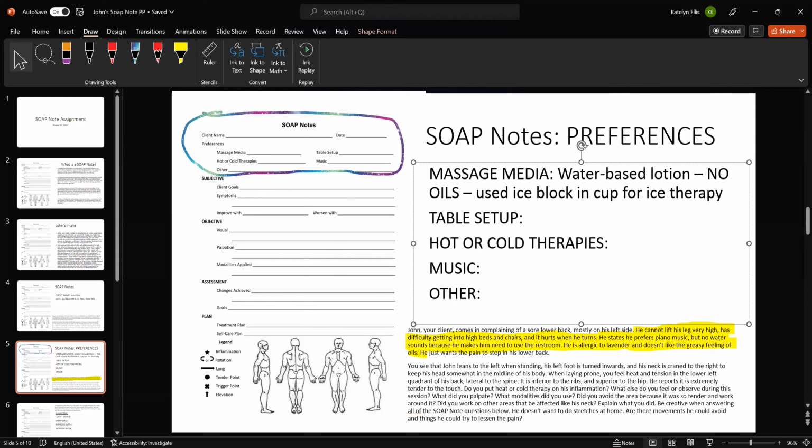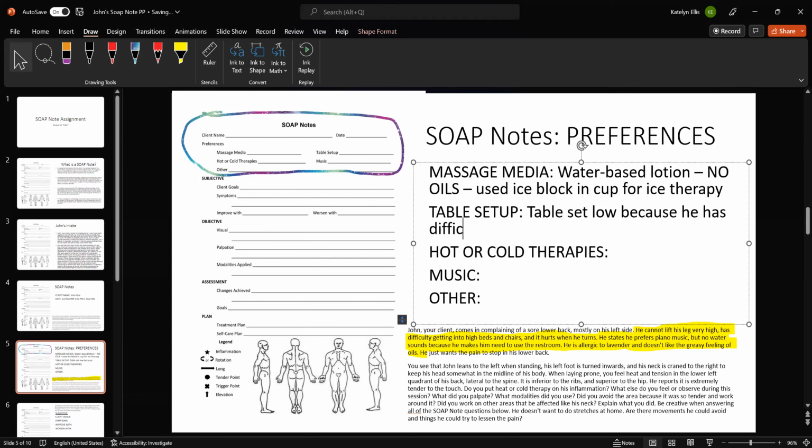All right. Table setup. It says that he cannot lift his leg very high. So table set low because he has difficulty lifting legs. Okay. We don't want him to get hurt because he can't get on the table. All right. Or alternatively, you could say, or used a step stool. If you couldn't lower your table low enough, he used a step stool to make his way up into the bed. All right.